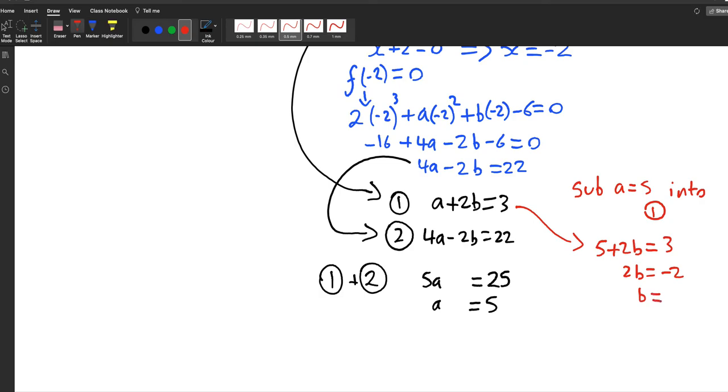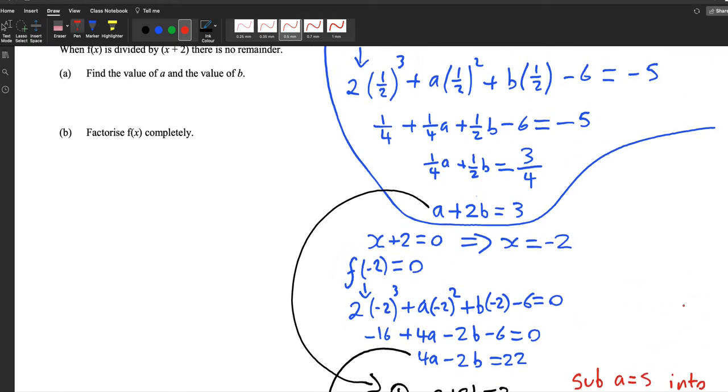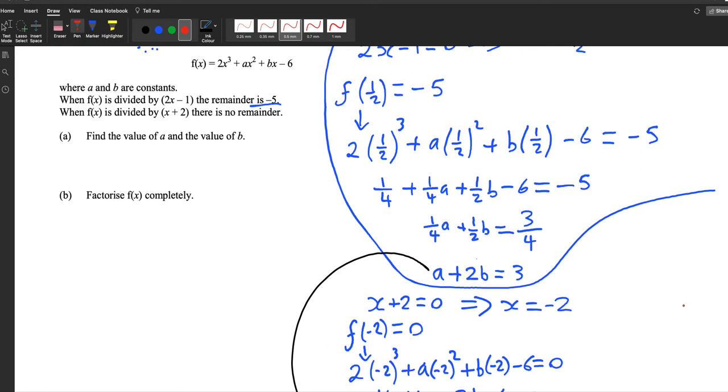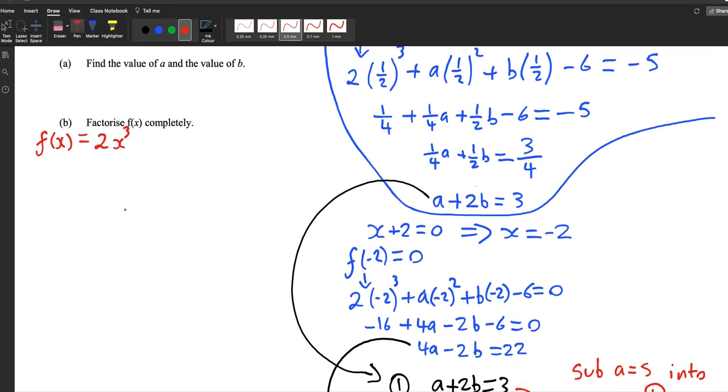So b is equal to minus 2 divided by 2, which is minus 1. So I've got a equals 5 and b equals minus 1. Okay, so that being said, I can now write f of x as 2x cubed. A was equal to 5 and b was equal to minus 1.